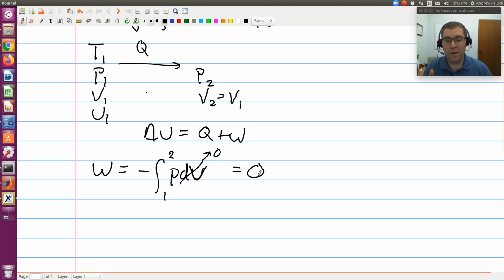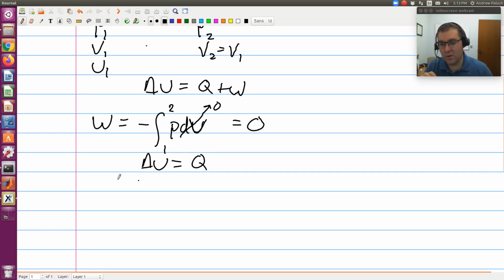Okay, so my work for this isochoric case is 0. Therefore, my first law balance just reduces to delta U is equal to Q, where delta U, we can get that in one of two ways, right? One is if this were the steam tables, delta U would be equal to U2 minus U1.